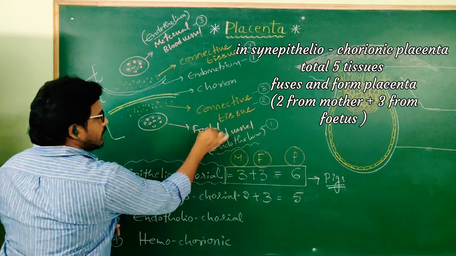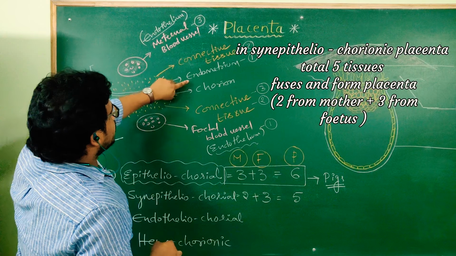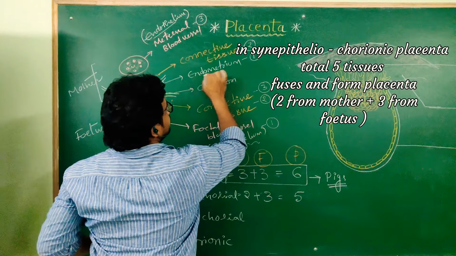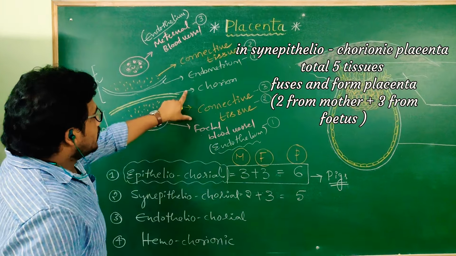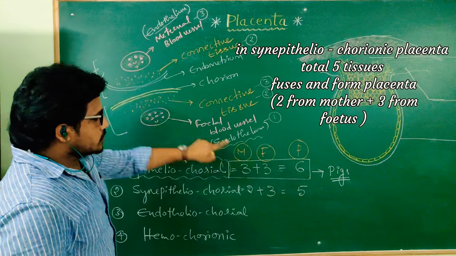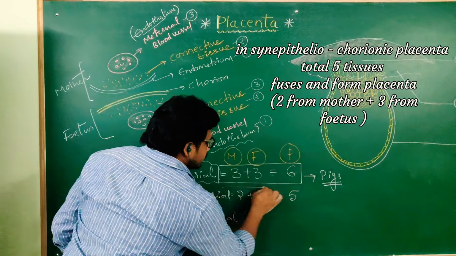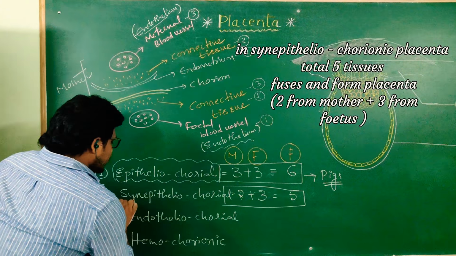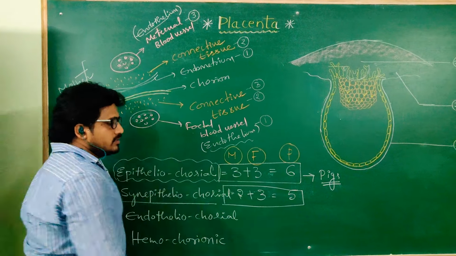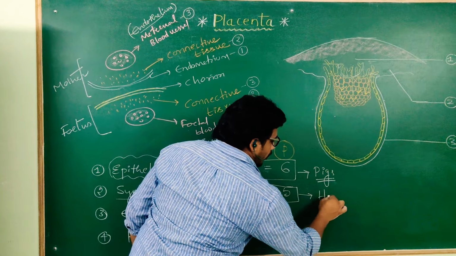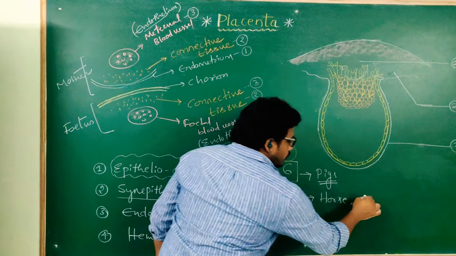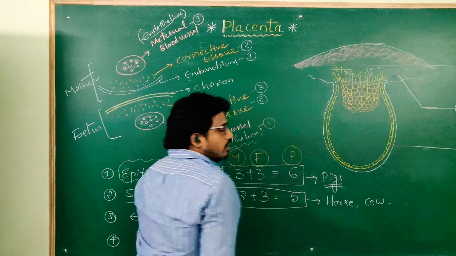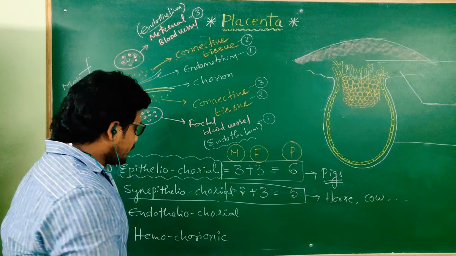So these 3 are common, and here the endometrium will be absent and the other 2 will be present. So 1, 2, 3, 4, 5. So 2 plus 3 is equal to 5. This type of placenta is called synepitheliochorial placenta. They are found in ruminants, such as cow, buffalo and all ruminants, the chewing animals.